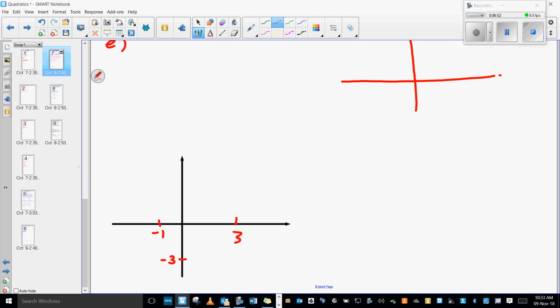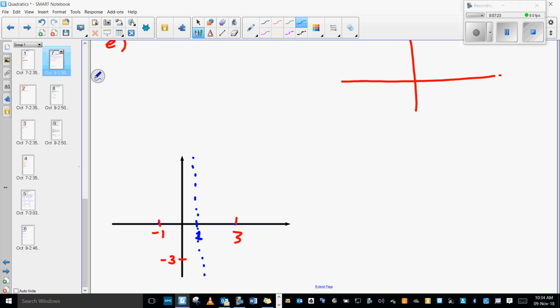Okay? So at this point, if I know it goes through negative 1 and 3, how many units is that across? 4 units, yes? So whereabouts is our axis of symmetry going to be? At the value of x is 1, yes? Because that is halfway between those two.